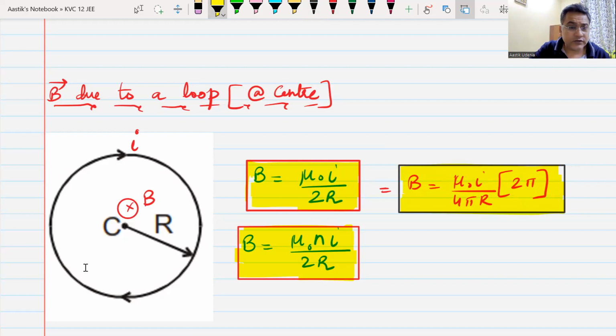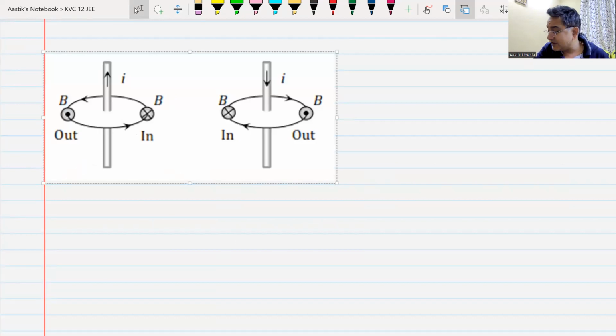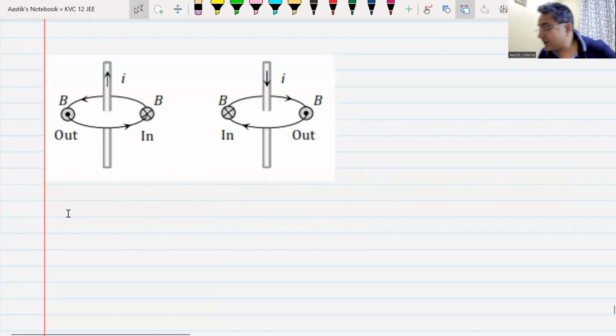Noted this down? Yes or no? Yes, sir. Just one more thing regarding the directions. Students always get the wrong direction for the magnetic field, and if you get the wrong direction, you will never get the right answer. So this is again just a reminder of what will be the direction of the magnetic field created by a wire if it is going up. Do you understand what is drawn here?